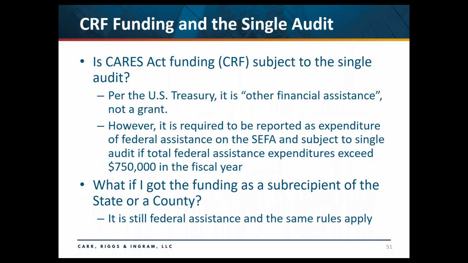Okay, now the Coronavirus Relief Funds, this is much more like a traditional federal program as it relates to the CFA. Now, technically, the US Treasury has said that it is other financial assistance, not a grant, but it's treated in essentially the same way as it comes to the CFA and the single audit. And if you did receive those funds as a subrecipient from your state, county, city, etc., it is still considered federal assistance and must be on your CFA, and then subject to a single audit if that total CFA is over $750,000.